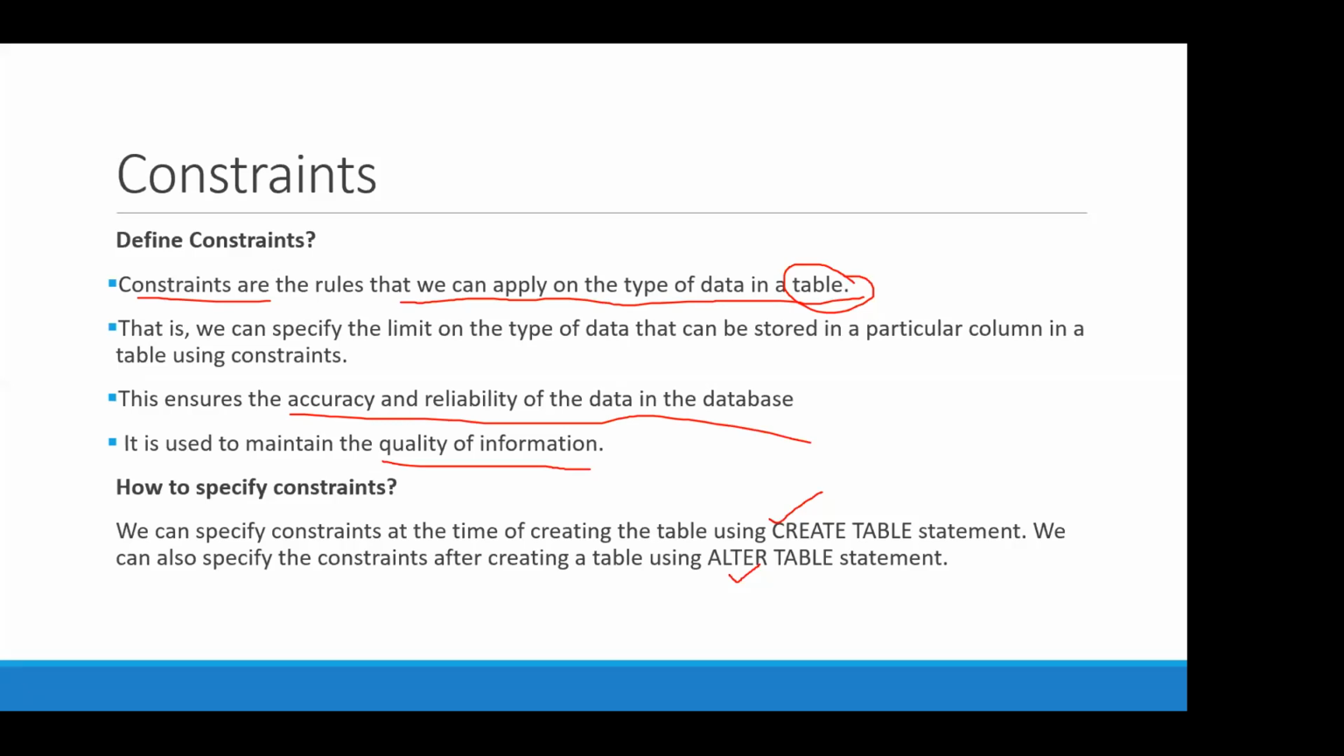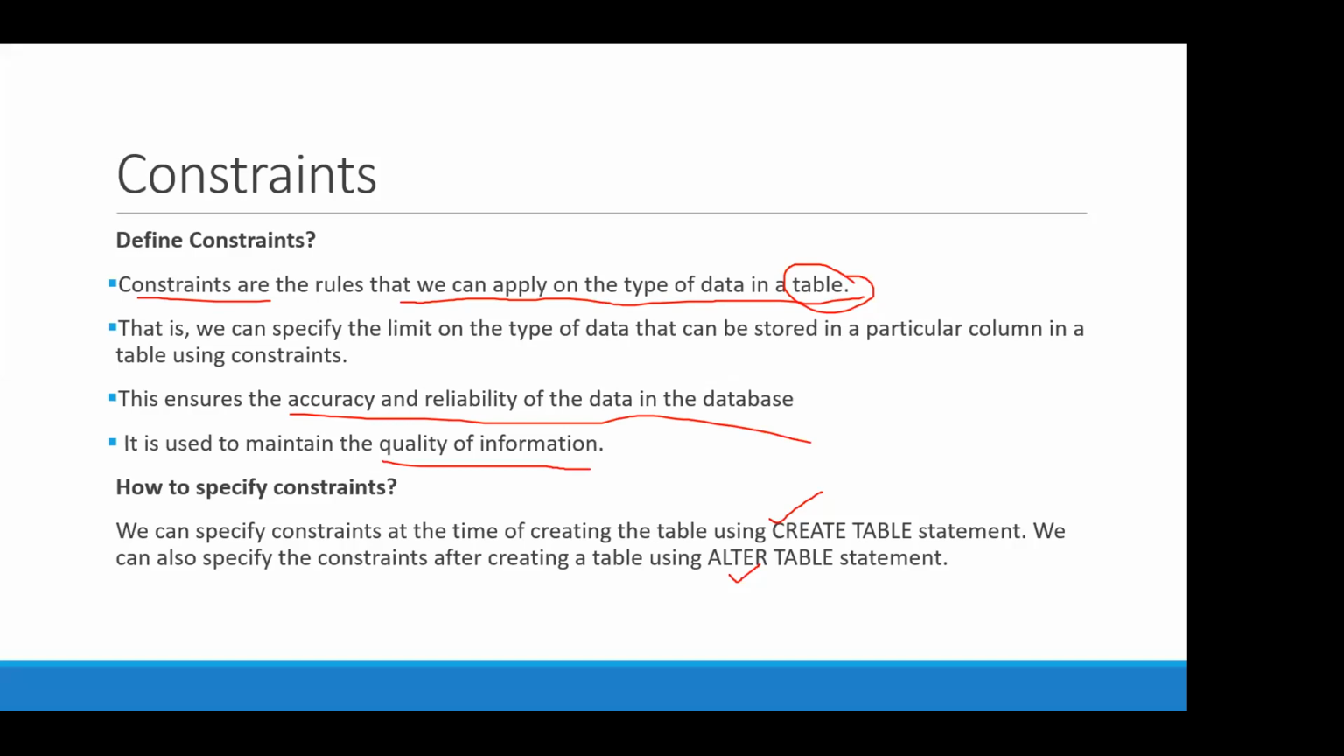If I want a default value, only 5,000 rupees exam fee, I want to specify a constraint for the exam fee column. That is the use of constraints. There is no need to enter every time that the exam fee is 5,000. If you provide a value other than 5,000, that will be saved in the database. If you don't provide any value, by default it will take 5,000 rupees. So it ensures the accuracy and reliability of data in the database, and by using these constraints, we maintain the quality of information also.